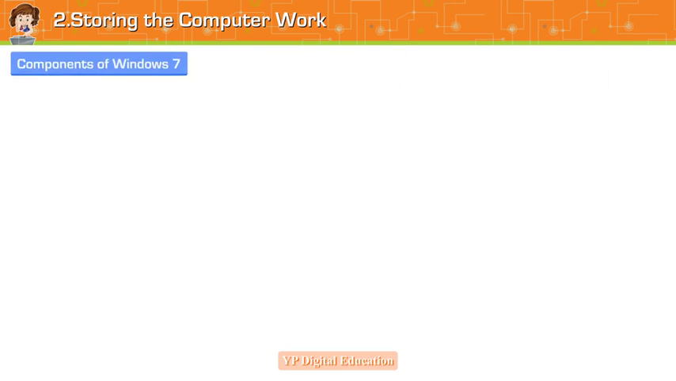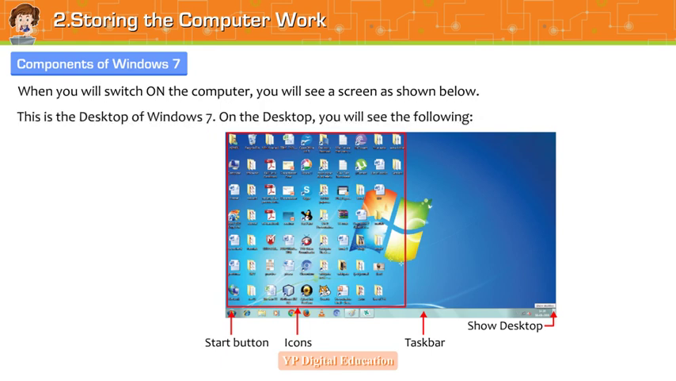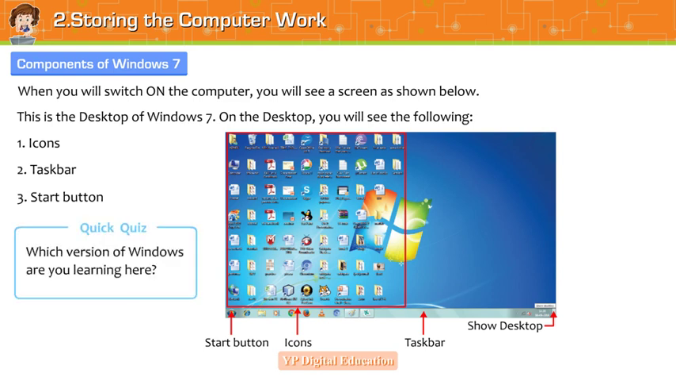Components of Windows 7. When you switch on the computer, you will see a screen as shown below. This is the desktop of Windows 7. On the desktop, you will see the following: 1. Icons, 2. Taskbar, 3. Start button. Quick quiz. Which version of Windows are you learning here?